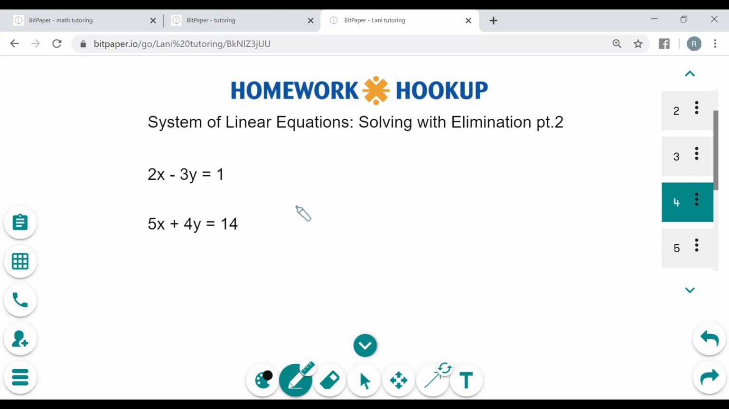Wanted to do another video on solving systems of linear equations using elimination. This is a little bit more complicated than the first one, not by much.